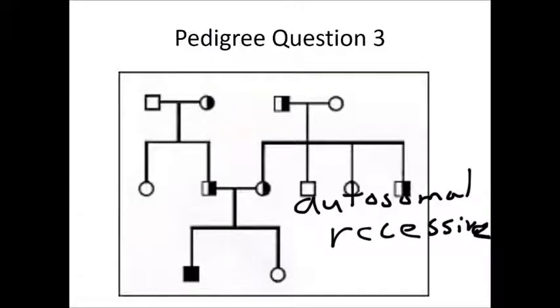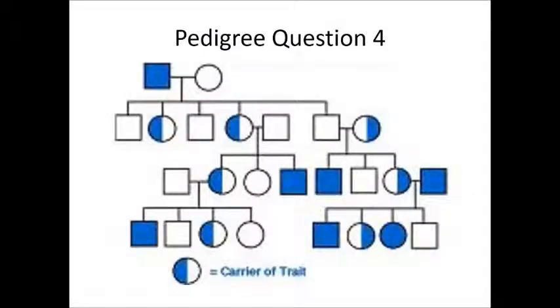So again, because both males and females can carry the trait, because it skips generations and there are carriers, this particular trait seems to be autosomal and recessive. All right, here's pedigree number 4.